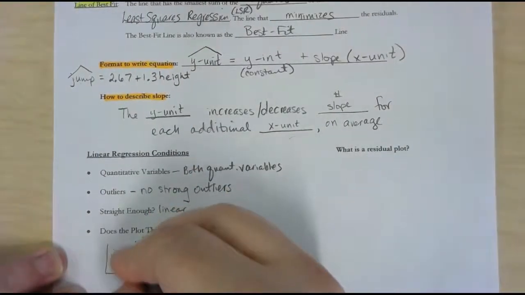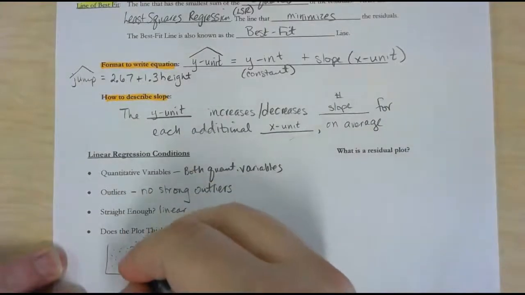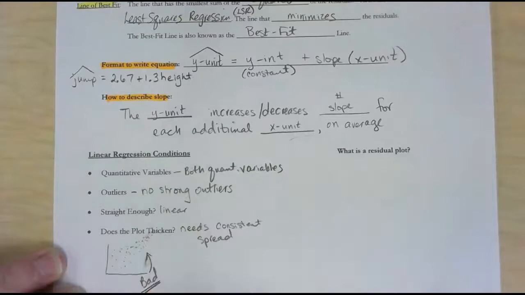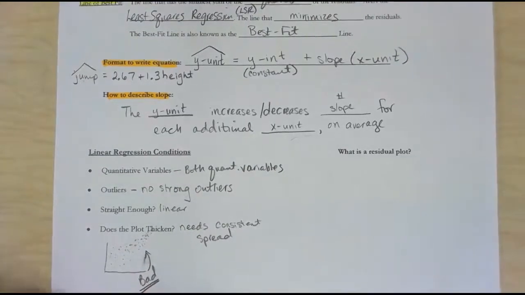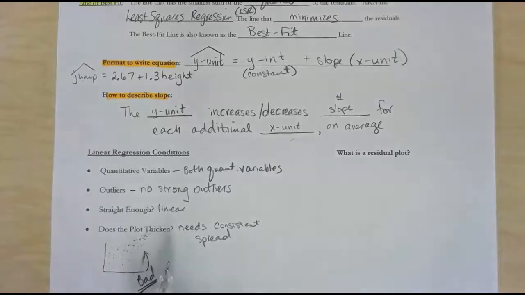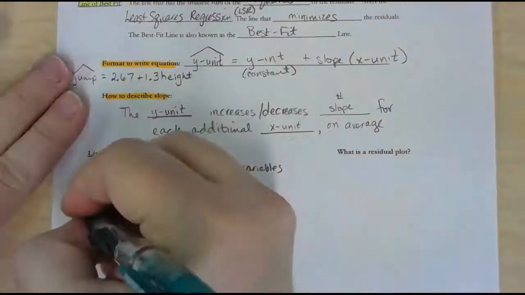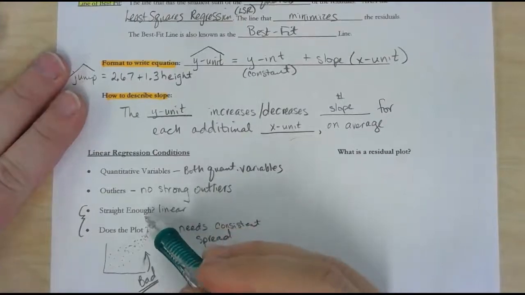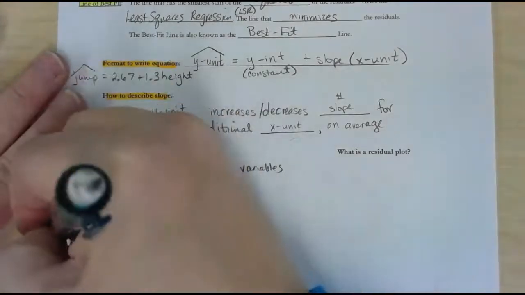This is the plot thickens. Bad. Okay? We don't want it to thicken. It doesn't matter if it thickens here, thickens on the left, thickens on the right. We want it to be consistent or equal spread throughout the whole graph. Okay? These two right here, we prove that something's straight enough and that the plot thickens by doing the residual graph.